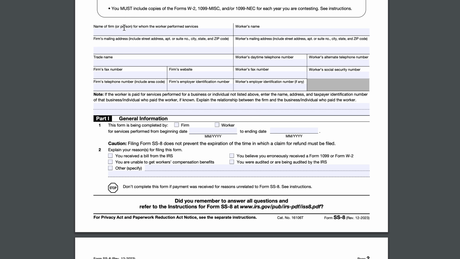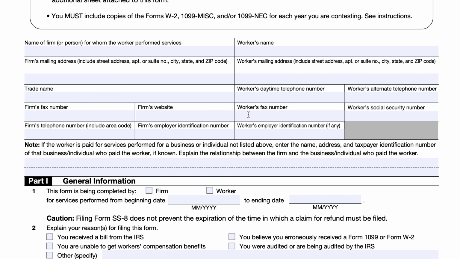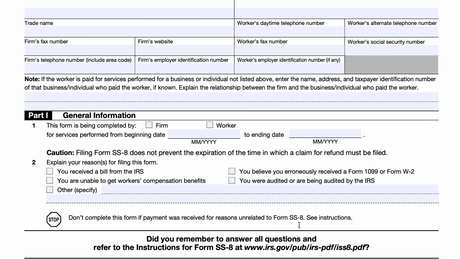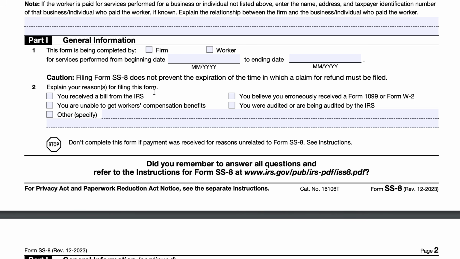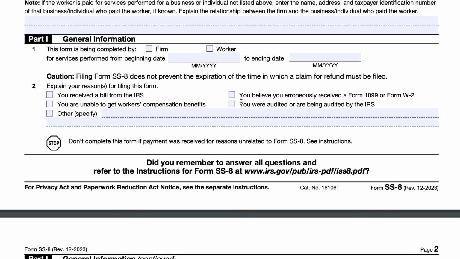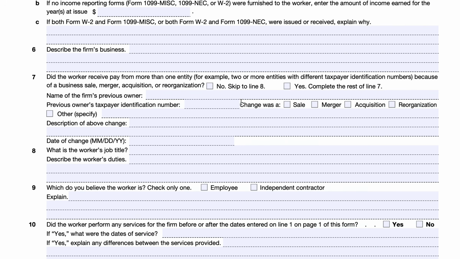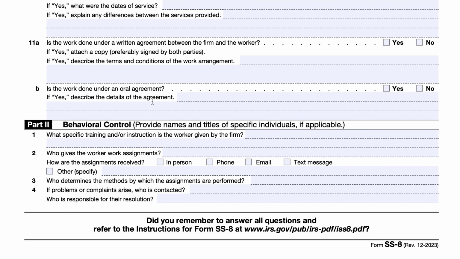Okay, oops. Apologize for that mishap. It blanked out all of my previous entries, so I'm not going to bother re-entering that. Just know that Part 1 goes on to page 2. We're going to go through real quick.